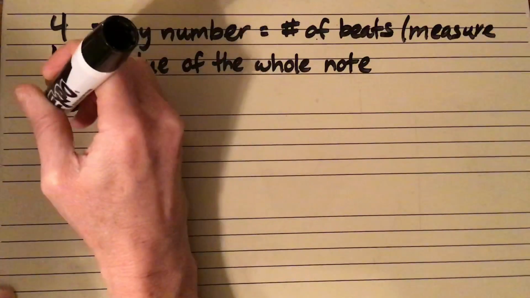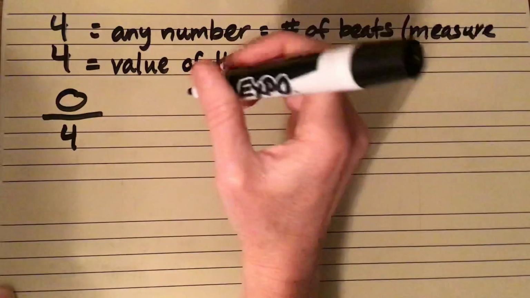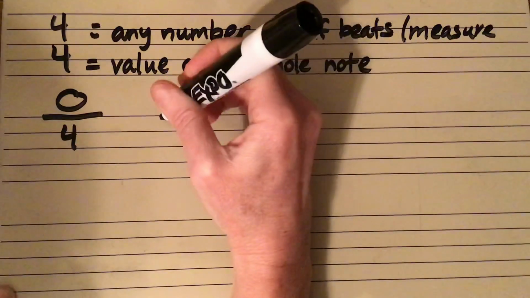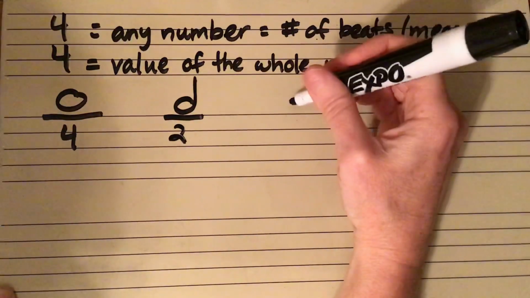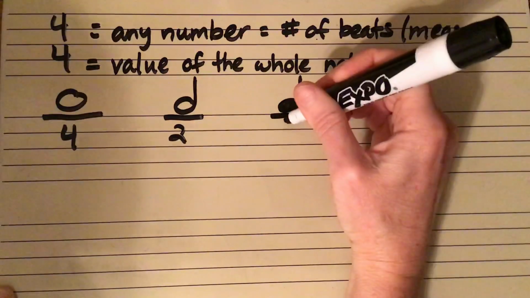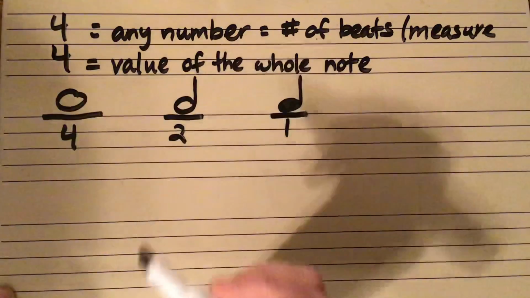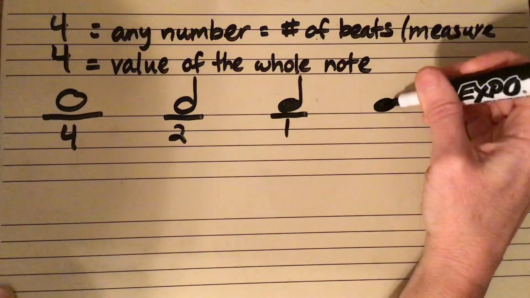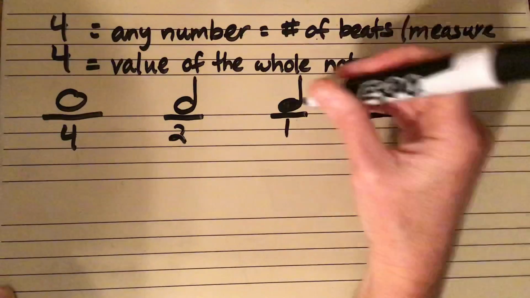If I have a whole note that is equal to 4, and that's pretty common, then my half note is going to be half of that, which is 2. And then my quarter note is going to be half of that. Half of 2 is 1. 1/4 of 4 is 1. And then if I want to take it a step further to the eighth note, the eighth is half of the quarter.